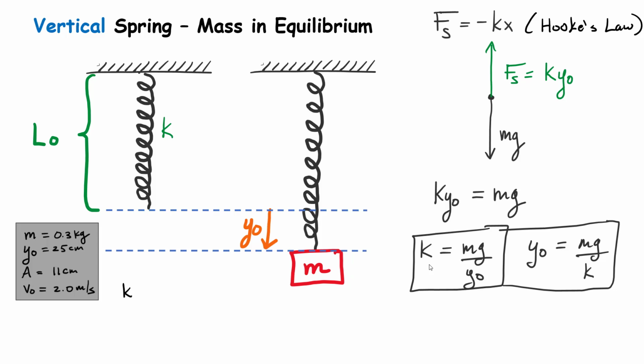So let's calculate the value for little k, that spring constant. We have our mass, which is 300 grams, 0.3 kilograms. We have little g, which is 9.8. And then we simply have to divide by the amount of stretching y0. 25 centimeters is 0.25 meters. Put that in the calculator, and you should get 11.76, in units of newtons per meter. So that is going to be my spring constant. Let me just highlight that value. We may use that later on to calculate spring potential energy.